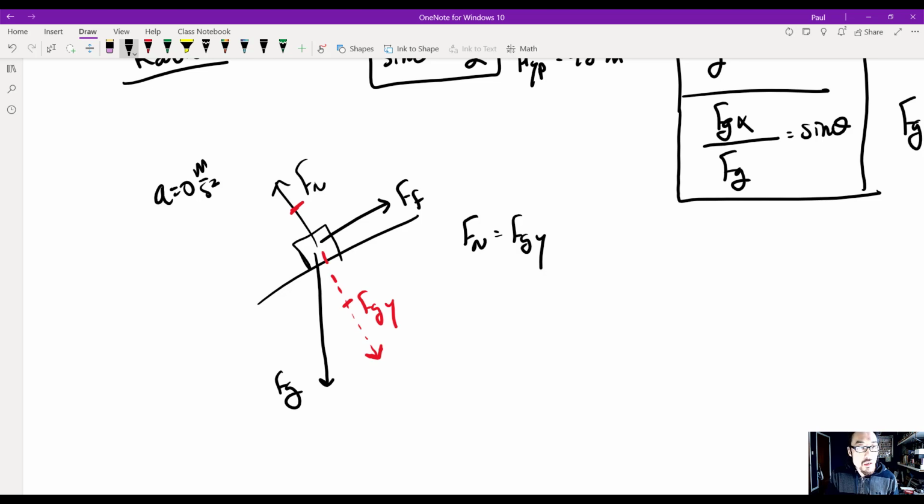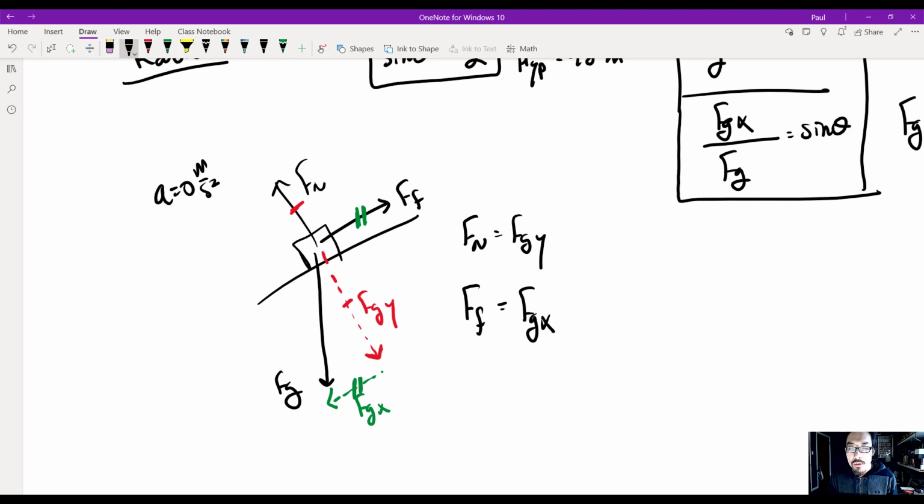And we can take a look here for the other force. Here we have FGX, right? So the only other force that's along a horizontal axis or along the surface axis is our F of f, right? So our FGX and our F of f are equal to each other. Because they're different values, we can say our F of f is equal to our FGX.